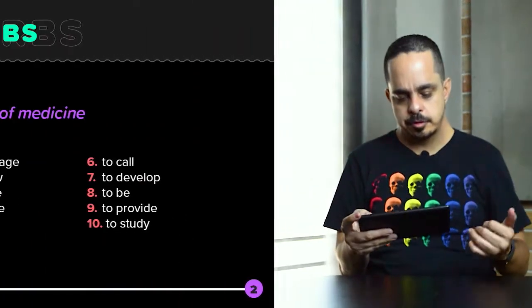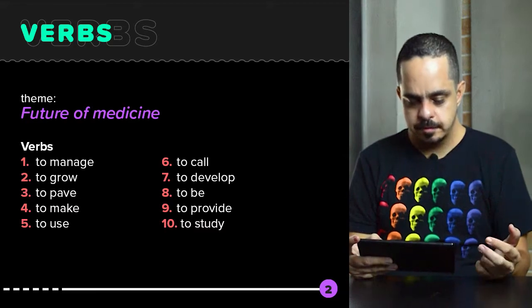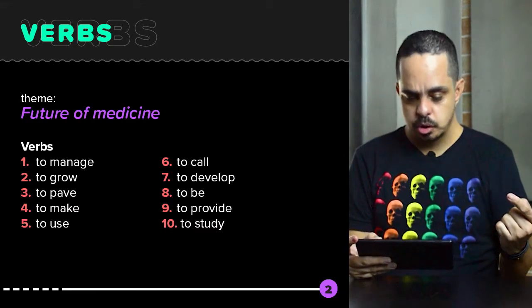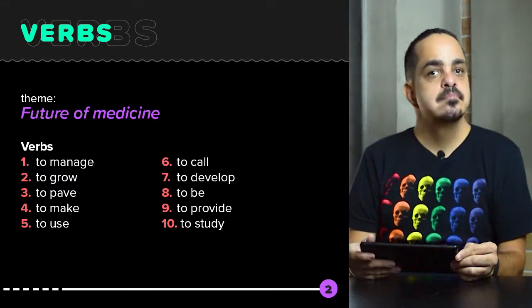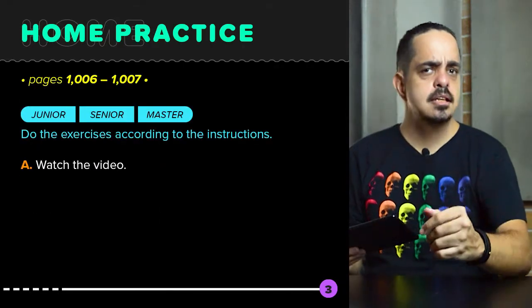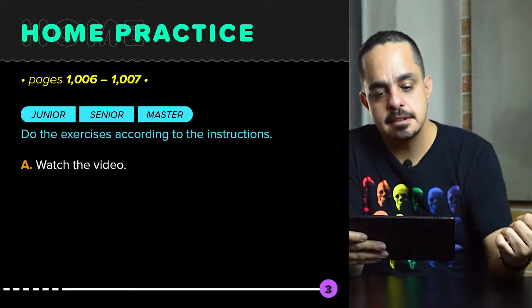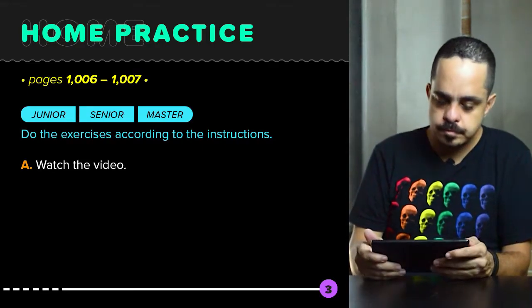We're going to have the verbs to manage, to grow, to pave, to make, to use, to call, to develop, to be, to provide, and to study. So now let's talk about home practice. It starts on page 1006, finishes on page 1007.